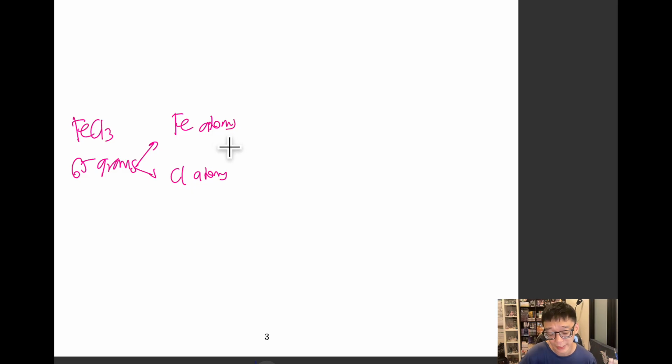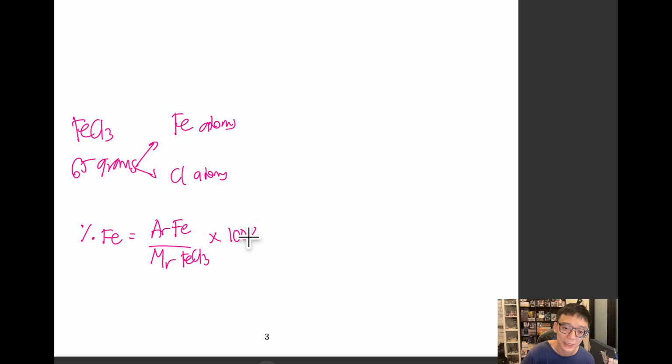But how do we know the percentage? Then we can actually do what is called the percentage of an atom. Let's say that here, percentage of Fe is actually the atomic mass of Fe, for all the Fe. But here it is only 1, so we only use 1 Fe divided by the molecular mass of everything in FeCl3, multiplied by 100%. So this will be the percentage of Fe. So now let's calculate.